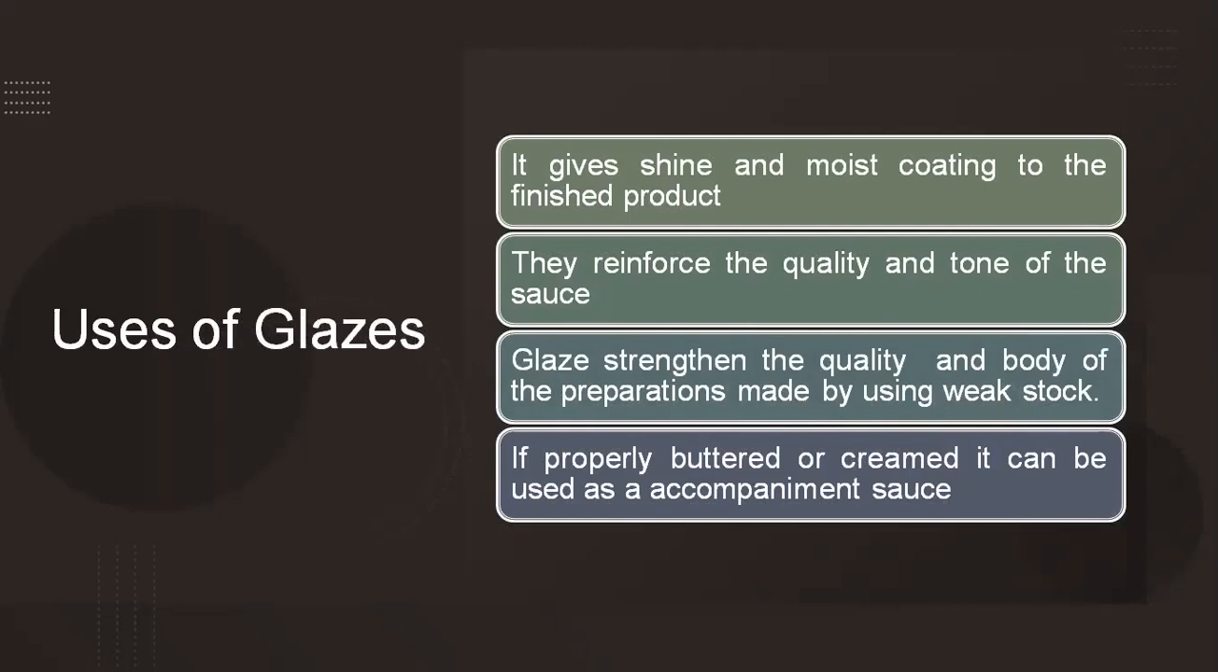It gives shine and a moist coating to the finished product. They reinforce the quality and tone of the sauce. Glazes strengthen the quality and body of preparations made using weak stock because glazes are already a very, very concentrated solution. If properly buttered or creamed, it can be used as an accompaniment sauce also.